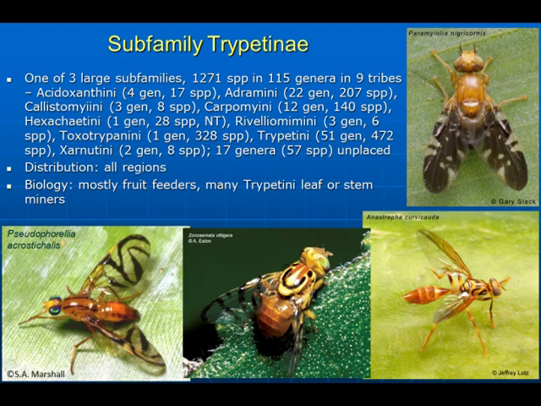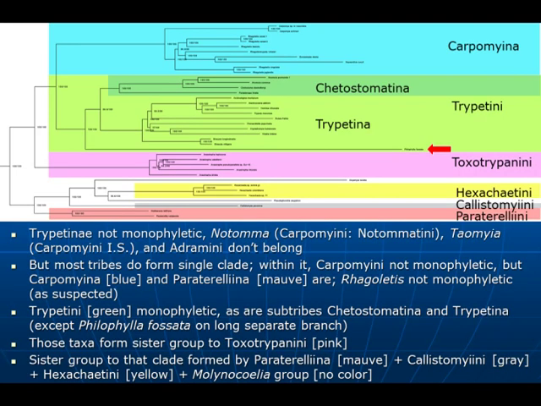Tripetinae is one of the 3 large, diverse subfamilies. They're mostly fruit feeders, but the leaf miners and stem miners in Tripetinae are also here. This subfamily is not monophyletic. As I mentioned, Natoma, Theomaya, and the Adramini don't appear to belong. Most of the tribes do form a single clade. Within it, Carpomyini are not monophyletic, but the Carpomyina and the Paratrelliina are.